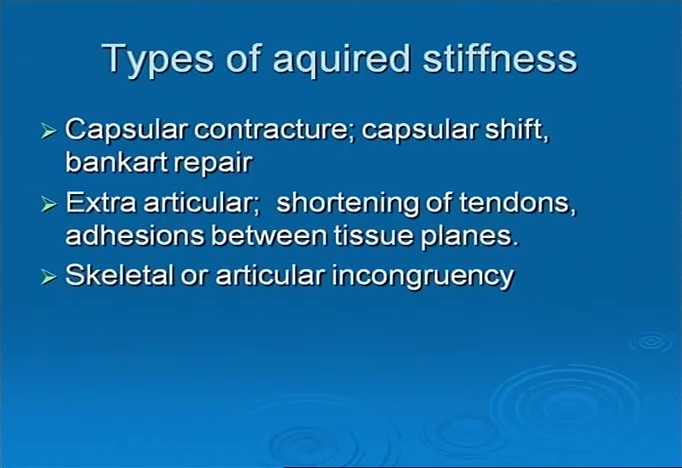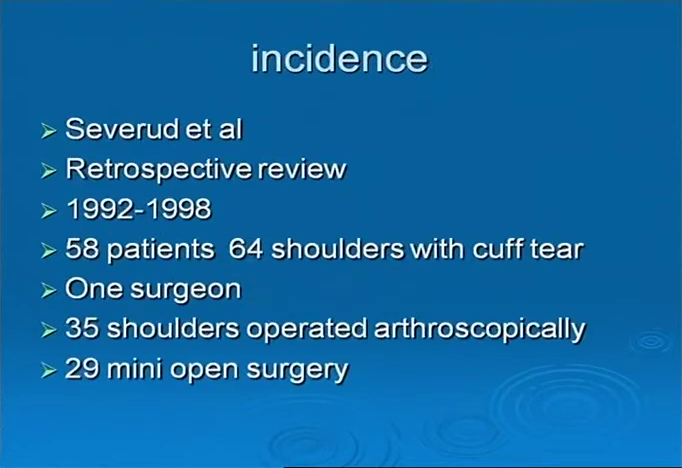There are many types of acquired or postoperative stiffness. Those which involve the capsule, like after capsular shift or Bankart repair, and those that are extra-articular, like during a cuff repair, if you have shortening of the tendon, adhesions between the tissue planes. It might also be skeletal, if there is an incongruency in the articular surfaces.